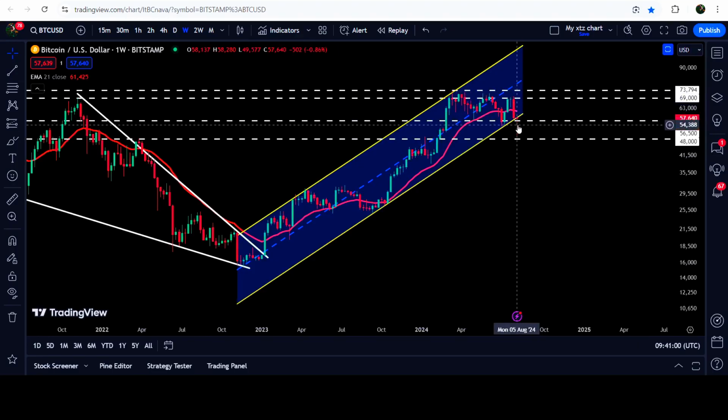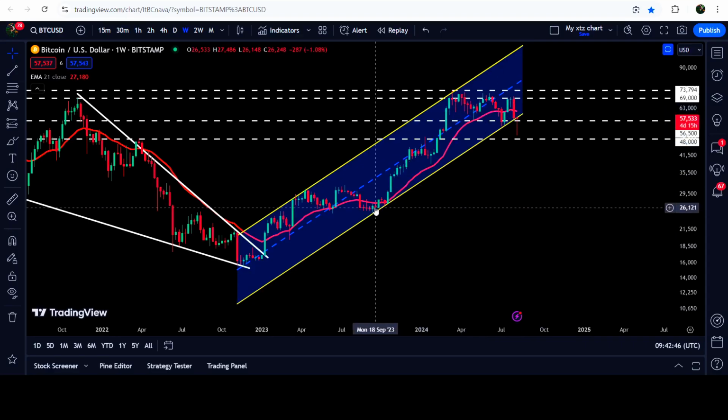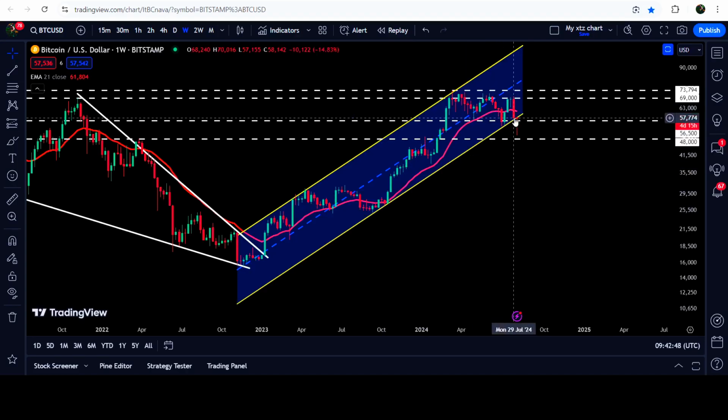This time we moved very close to this support. You can see that the price then dropped to $49,577, did not hit this key support of $48,000, and recovered back. And now the price line is trying to break out this previous support of the channel that is now working as a resistance. It is trying to re-enter the same channel that it broke down.